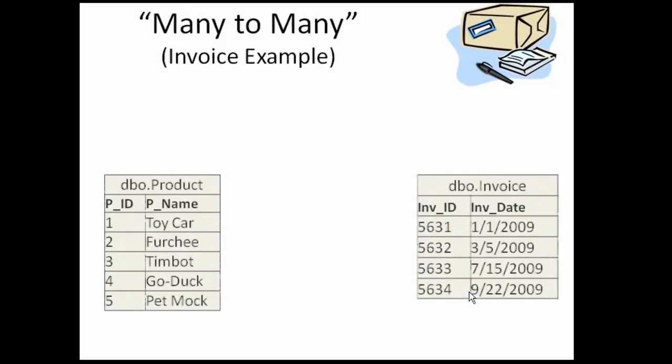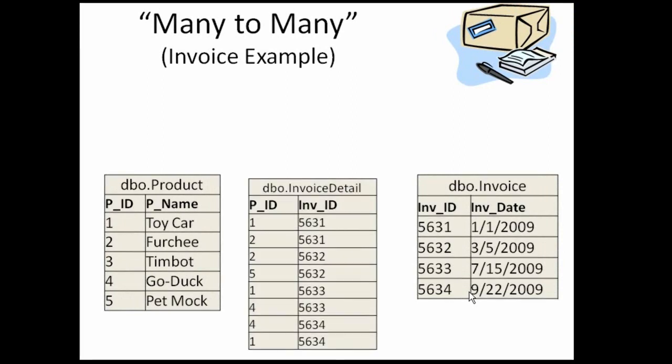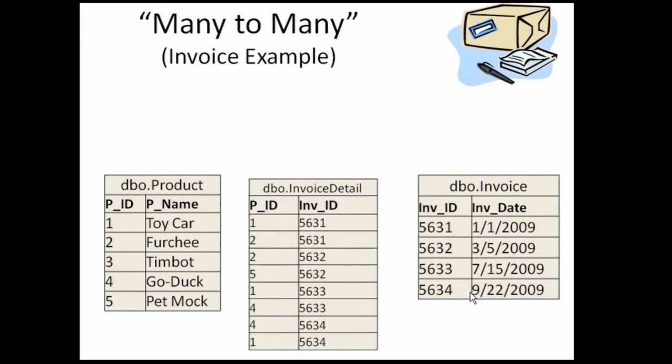So let's use a many-to-many example in the most common form it is used in business databases, the invoice example. Now, what we have here are products and invoices. A product can be ordered many times on many different invoices, and an invoice is kind of like those shopping carts when you go online. Those multiple items go on one invoice.